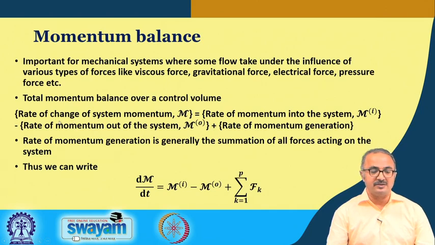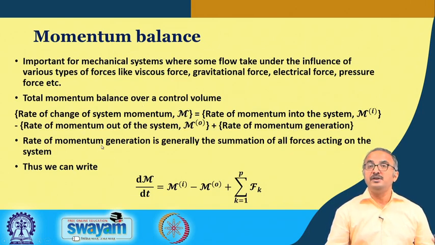Now, let us go to the statement of the total momentum balance over a control volume. Here we have it: the rate of change of system momentum will be equal to the rate of momentum into the system, given by m with a subscript I in parentheses to signify the input, minus the rate of momentum out of the system, given by the superscript O in parentheses, plus the rate of momentum generation.